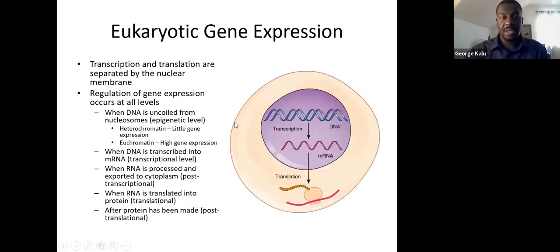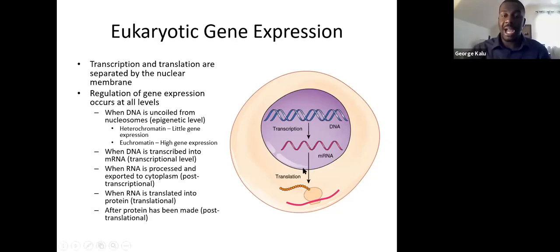So this is our last slide, and this is going to be basically how eukaryotes regulate gene expression. In eukaryotes, transcription and translation are going to be happening in different locations. Transcription is going to be happening inside the nucleus. Translation is going to be happening inside the cytoplasm. And so that's going to be different from what we see in prokaryotes, where everything is happening in the cytoplasm. Here we have a separation of these two processes, and they're going to be separated by the nuclear envelope.